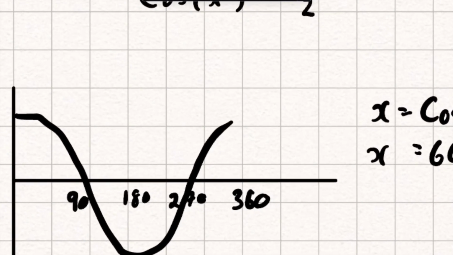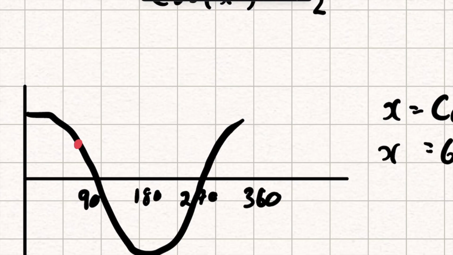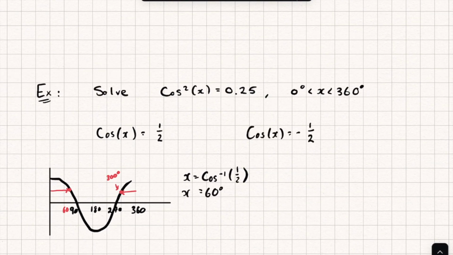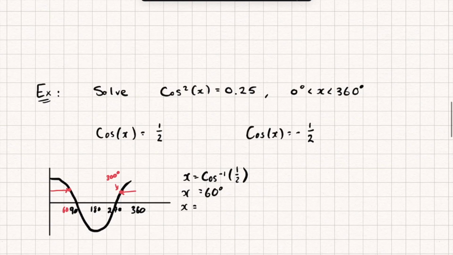So I can zoom into my graph and mark up that solution there at 60. Now using the symmetry, I know I've gone 60 degrees to the right of the origin, so if I go to 360 and go back 60 degrees, that's going to take me to another solution here at 300 degrees. On the interval we're solving in, that's it, we've got both of those solutions. So there are two solutions there, 60 and 300.